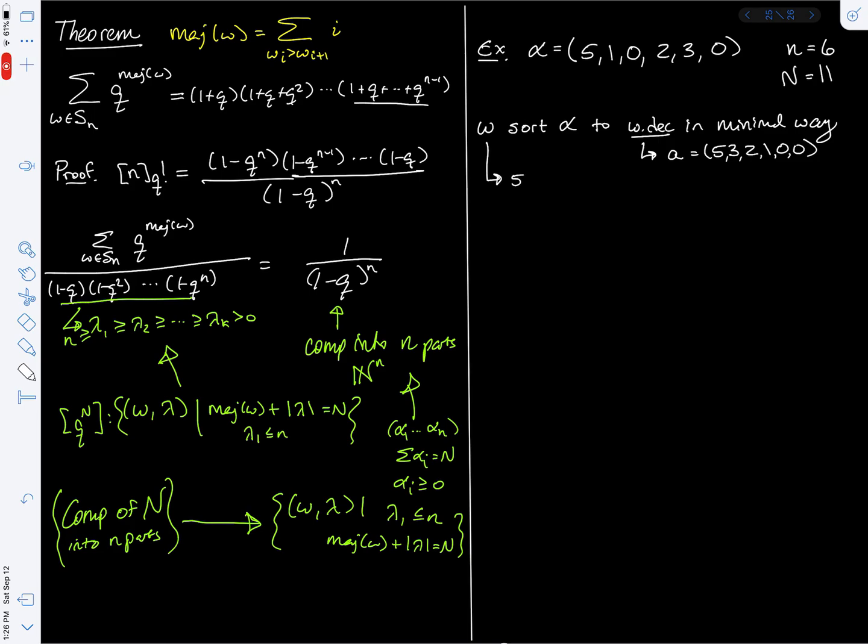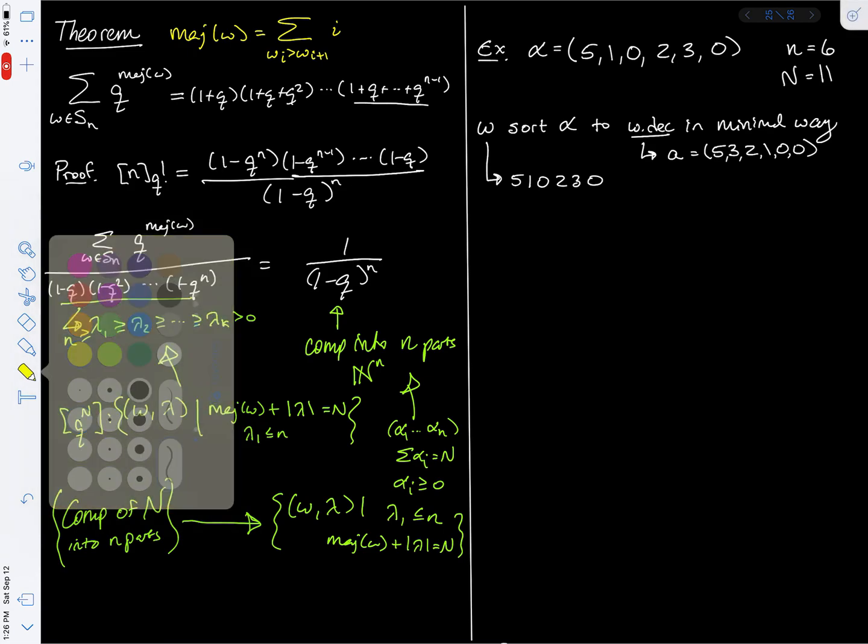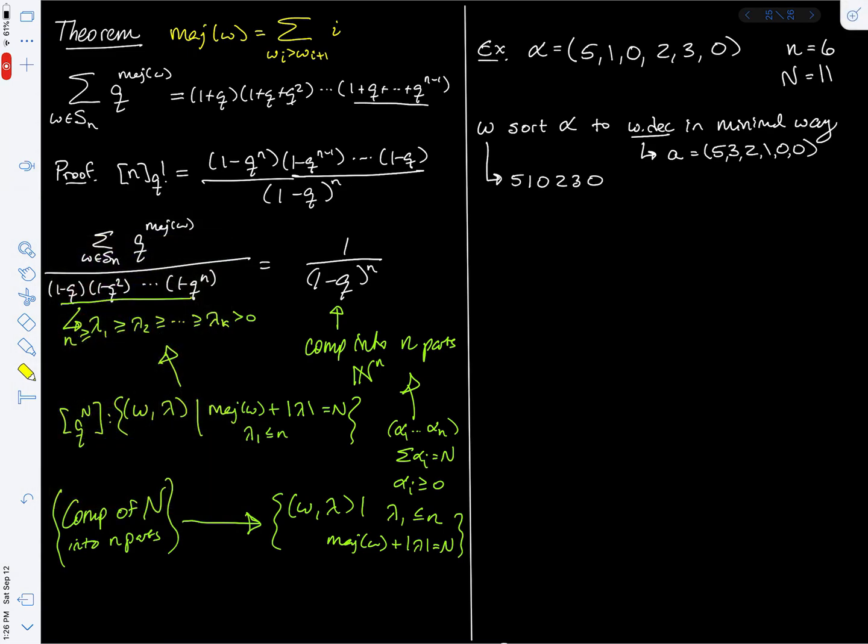So we can do 5, 1, 0, 2, 3, 0. If we think about how we sort this, we can sort any out of order pair. So anytime we have a pair that's out of order, we can sort it, and it doesn't matter which order we do this in. So I'll just keep going here till I get it done.